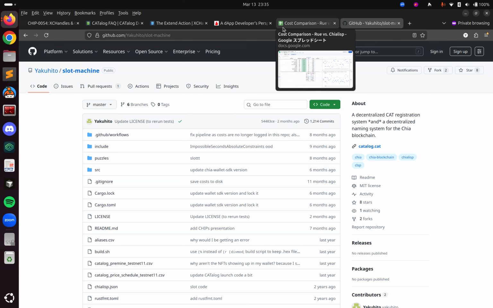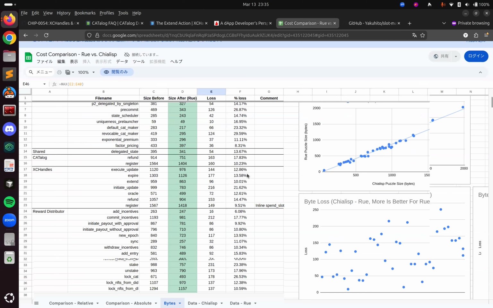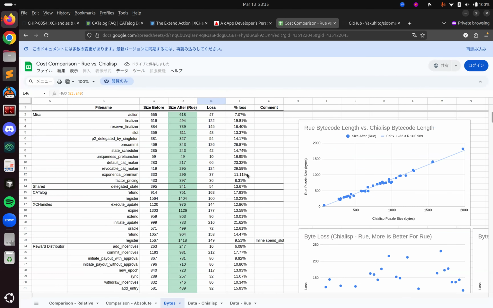Another, I would say the latest improvement was that everything has been rewritten in Rue as opposed to Chialisp. And that wasn't to modify functionality. The functionality of all the apps remained the same. It was just to compare the overall cost of the spends. So the idea is that if you have less cost, when there is fee pressure, transactions with the same priority will cost less in fees to go through.